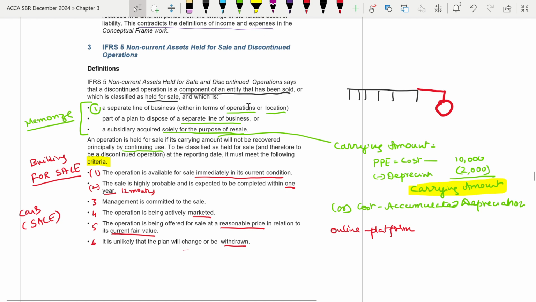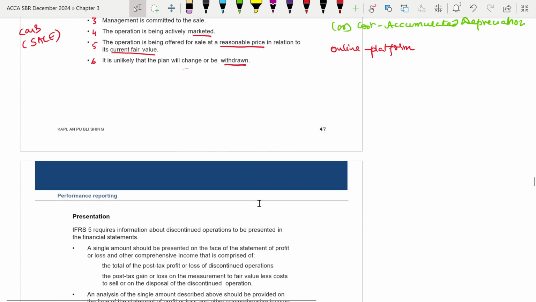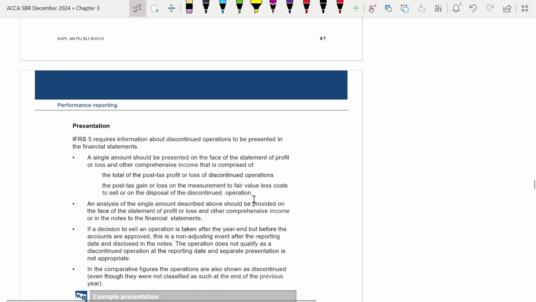Any doubts? Okay, fine. Now, that's what is there. Criteria is important. It says how you have to make the presentation. Here we are learning the theory, we are learning the process. In the next stage, we will do the application.